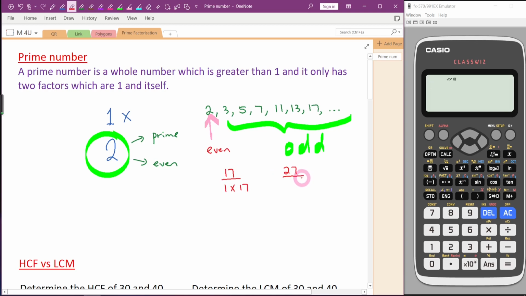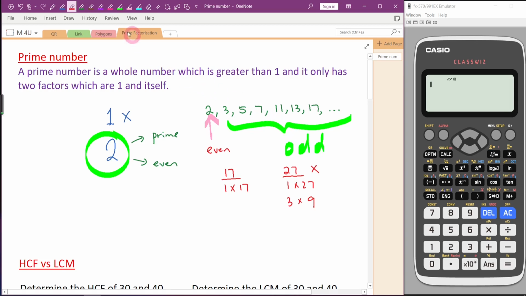Okay, so how about 27? Is this a prime number? This is an odd number, right? But is this a prime number? Not all odd numbers are prime numbers, so you need to be careful about this. 1 times 27. Do we have other factors for 27? 3 times 9. Oh, now we know that 27 has 4 factors. Therefore, 27 is not a prime number because a prime number can only have 2 factors.